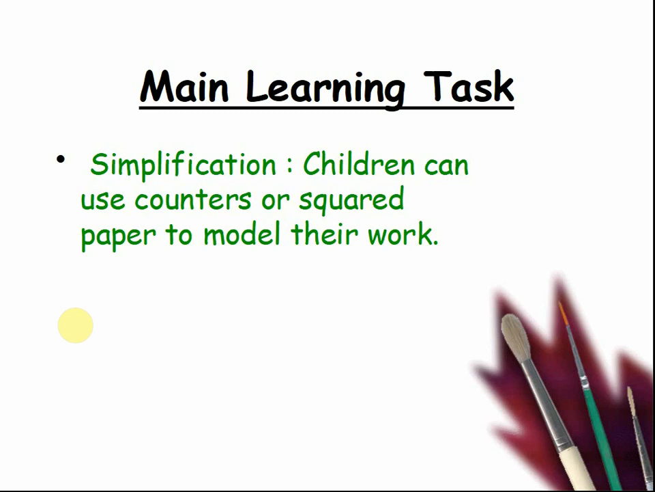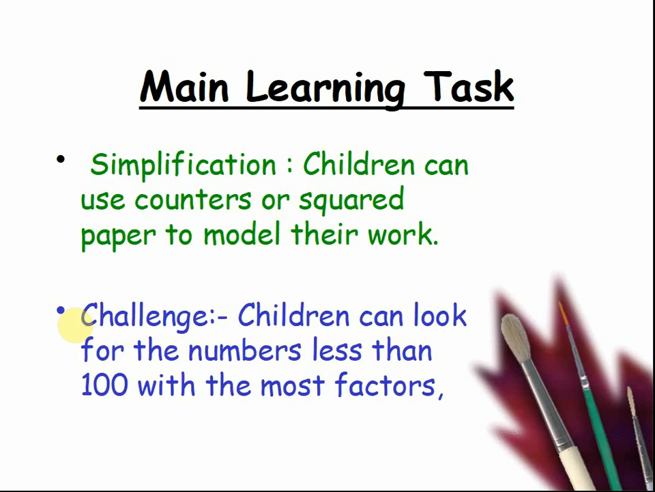Simplification: children can use counters or squared paper to model their work. Challenge: children can look for numbers less than 100 with the most factors.